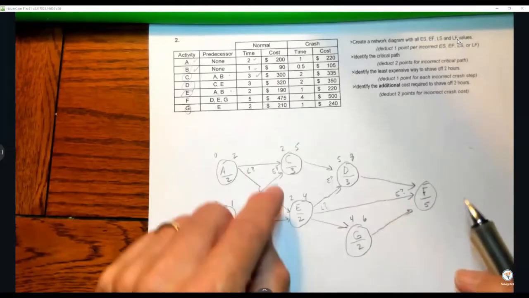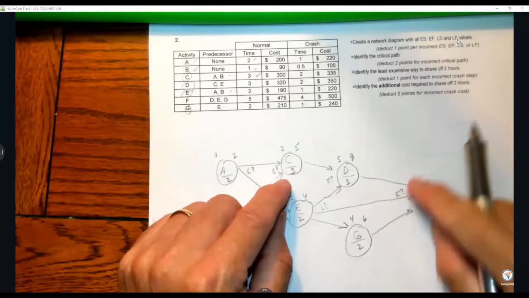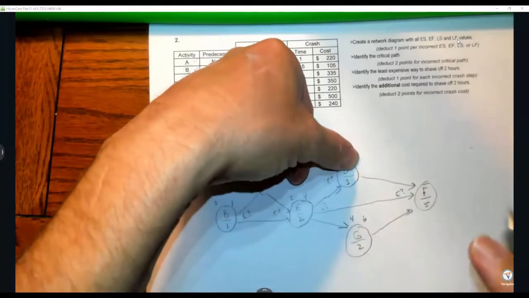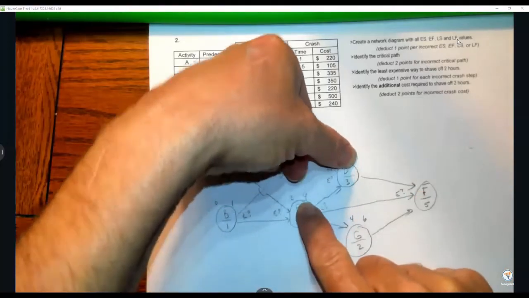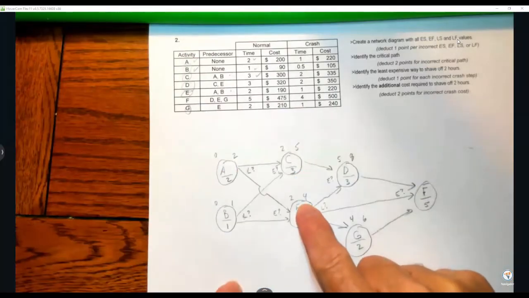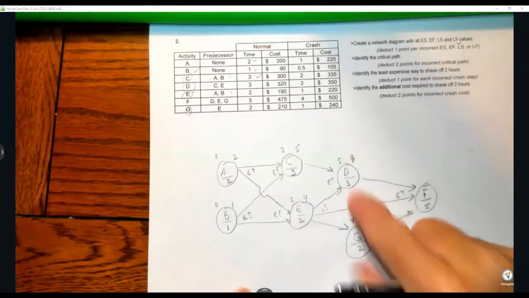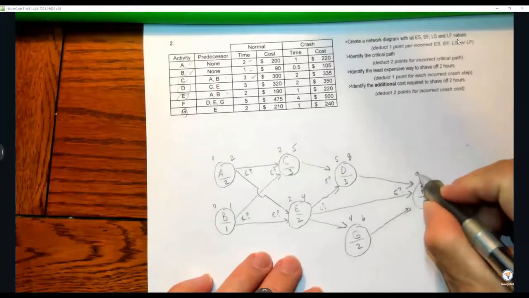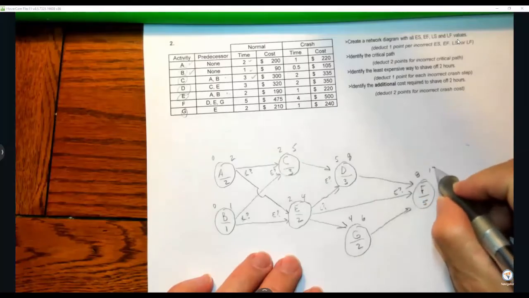All right, so now we have 3 choices. We have 8, we have 4, and we have 6. We choose the biggest, 8. 8 and 5 is 13.